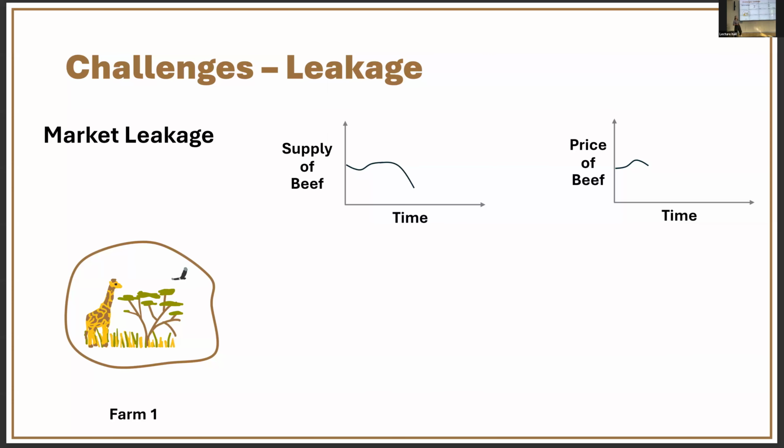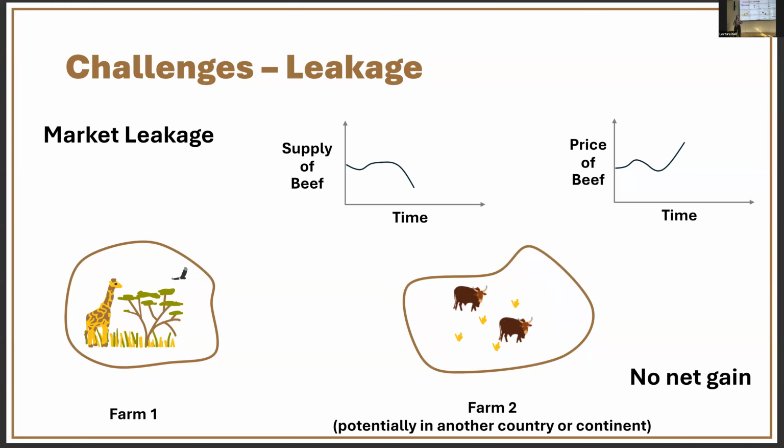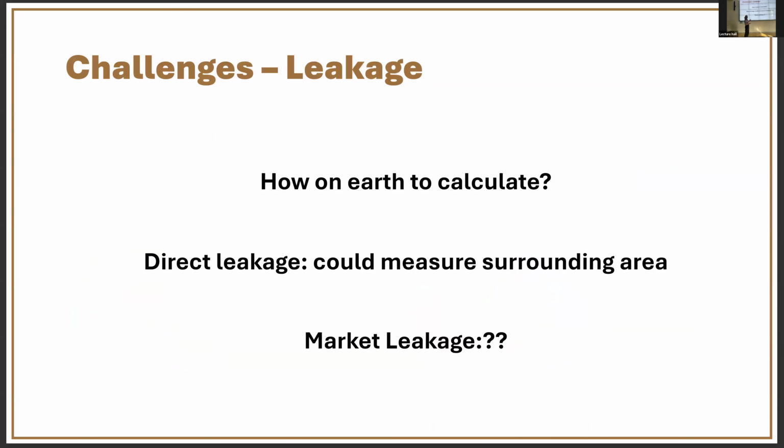That means that our supply of beef drops at a global level maybe, which drives the price of beef up, which means that farm 2, which might be in another country or another continent, sees that beef is now selling really well and decides it's worthwhile to change what was some forest into pasture land to sell meat, and then there's no net gain. This is a really tricky problem. It is discussed a lot in the literature. How on earth we're meant to calculate that is really difficult.